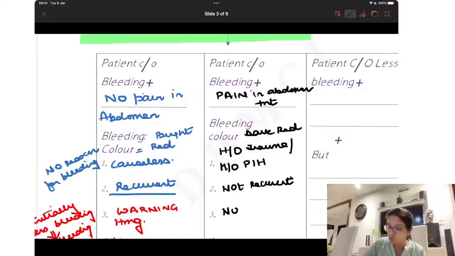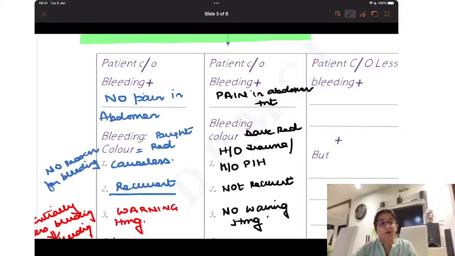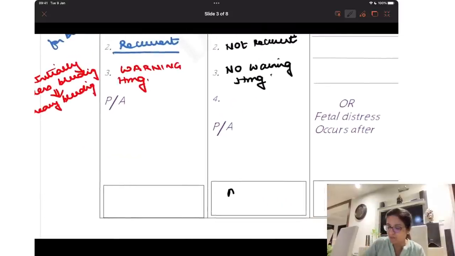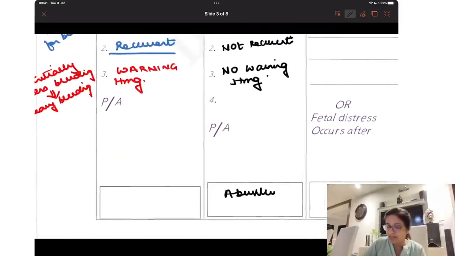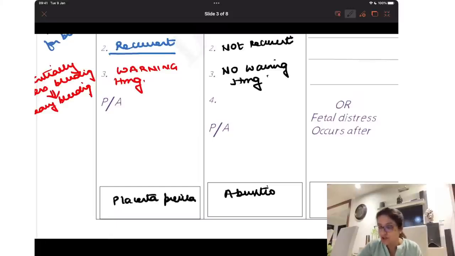There is no warning hemorrhage, right? So if you are getting this kind of history, you should suspect abruptio. If you were getting pehle wali history, you should suspect placenta previa. Not only this, on per abdominal examination also, in case of placenta previa, you will have different kind of findings. In case of abruptio, you will have different kind of findings.